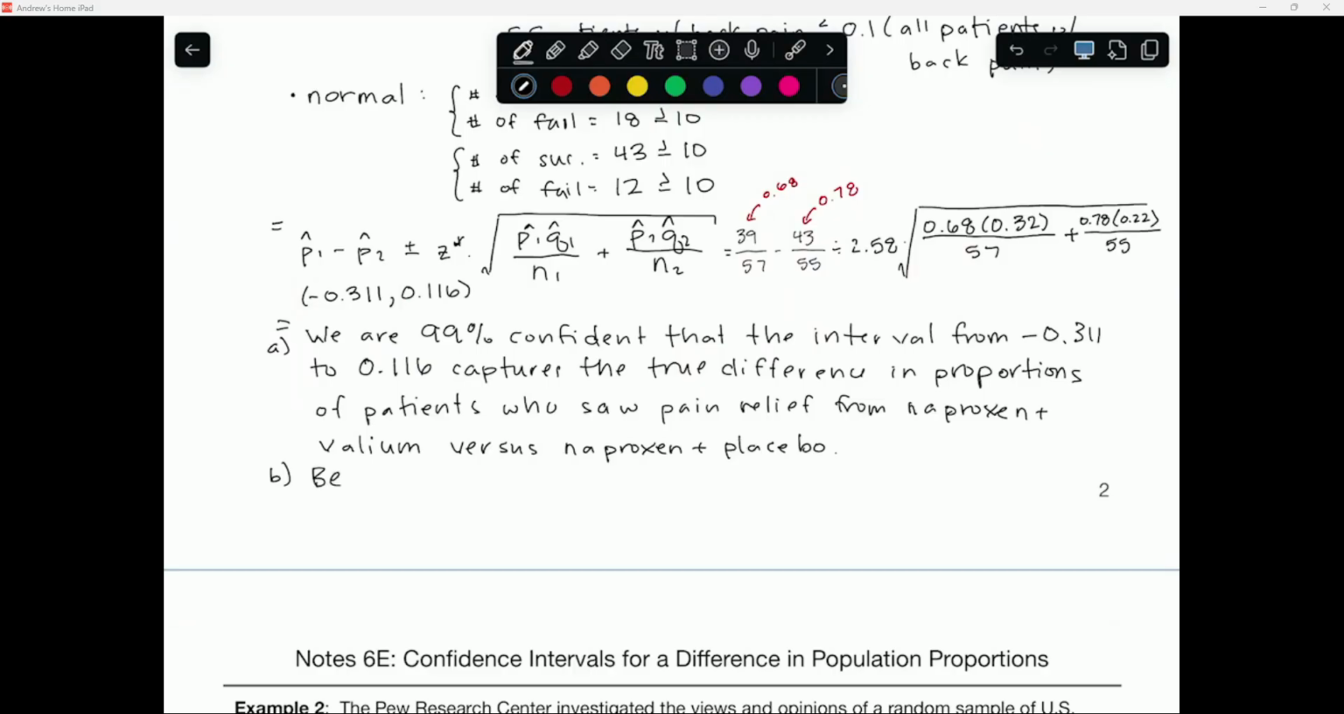So because our confidence interval contains 0, we cannot conclude that Valium plus naproxen is better than naproxen alone.